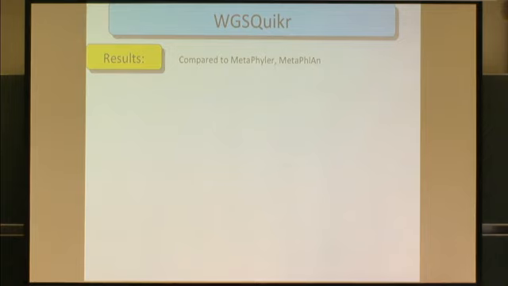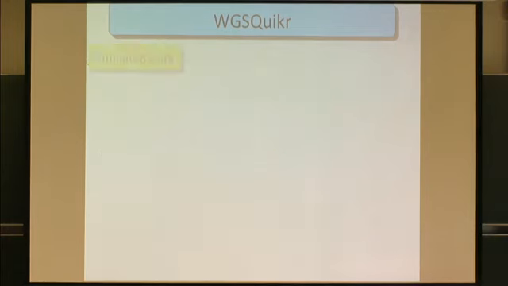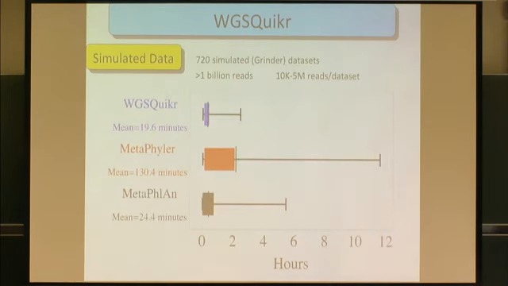Okay, so real quick, results comparing to metaphlan. Once again, we have WGS Quikr having pretty much flat execution time, comparing number of reads versus number of seconds, on simulated data, a whole lot, like a billion reads of different WGS simulated data sets. The execution time, as I said, is a little bit slower. Now we're talking about minutes instead of seconds. But it's still a little bit quicker than metaphlan.